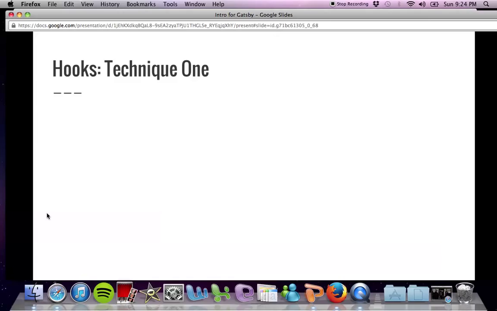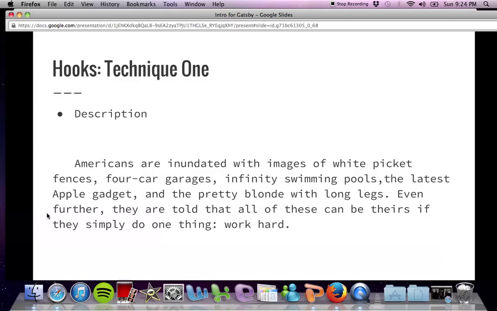The first technique is a description. I love description or image hooks because I'm a visual learner and it paints a picture in my head, so usually it gets me engaged. Here's an example. Americans are inundated with images of white picket fences, four-car garages, infinity swimming pools, the latest Apple gadget, and the pretty blonde with long legs.